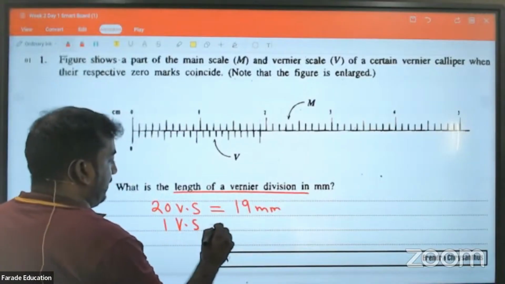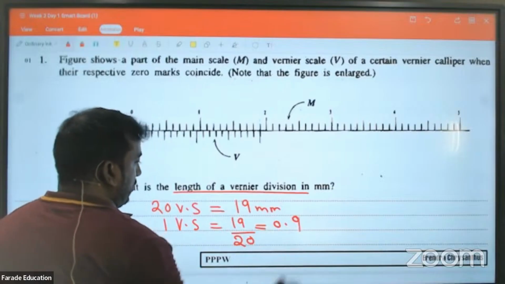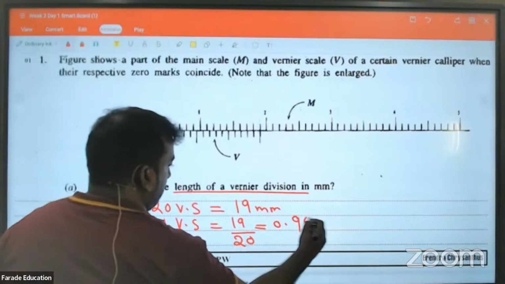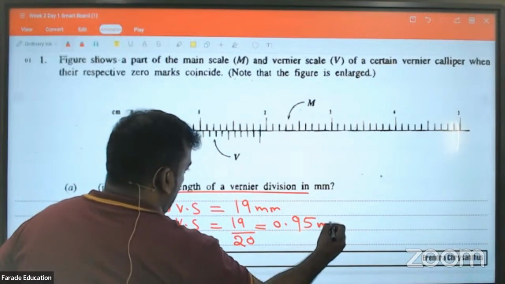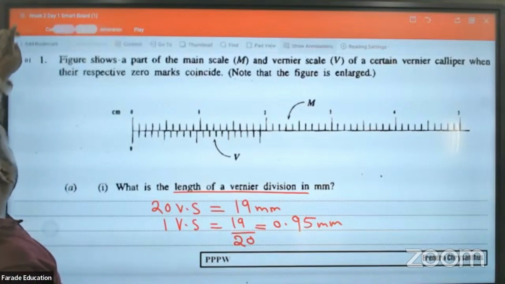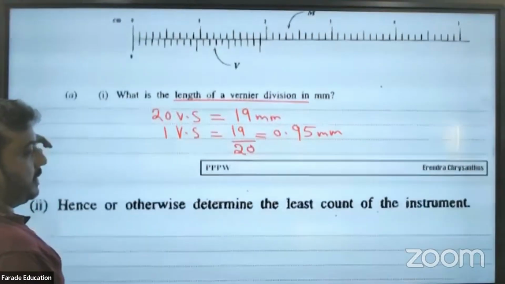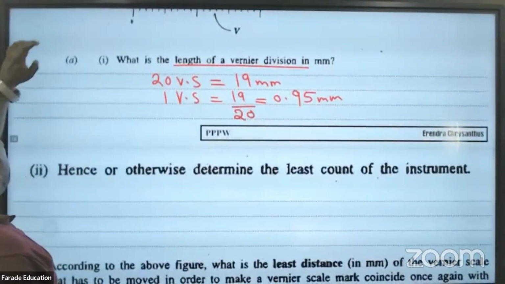What is the length of a vernier division? One vernier scale division is 19 divided by 20, which is 0.95 millimeters. Simple. Write it down, the ones who need it. Next.